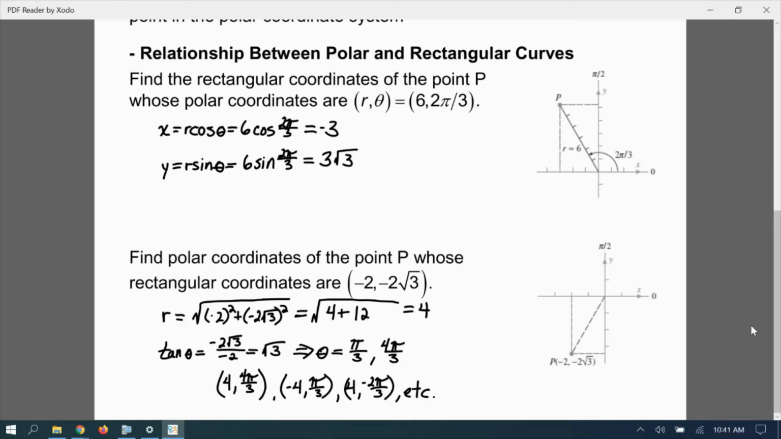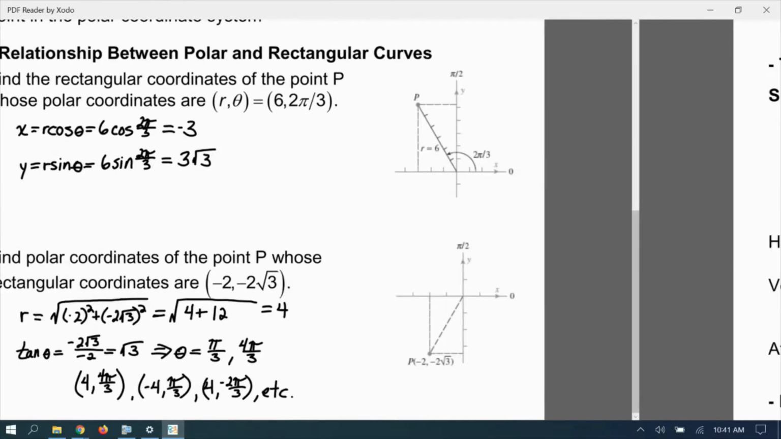And then I also have 4, negative 2 pi over 3, and I can add 2 pi or subtract 2 pi over and over and over again. So there's really an infinite number of coordinates. But like I said, typically when you're going to write a solution for that, you're going to use a positive r value and the smallest positive theta value. Okay, so let's move on.